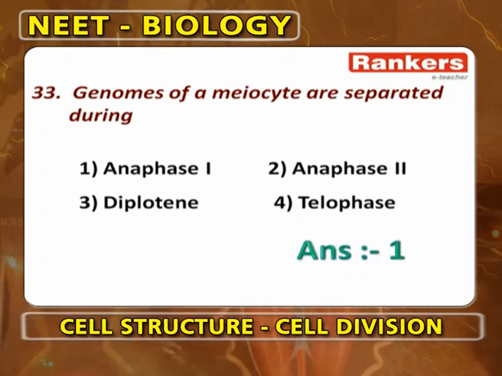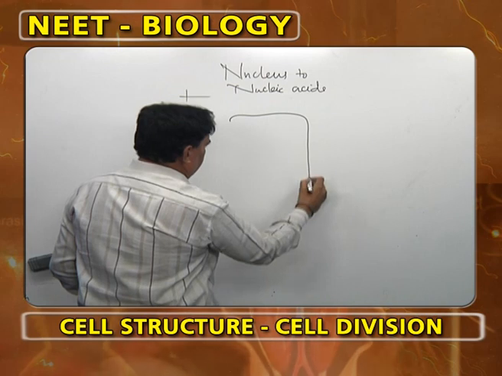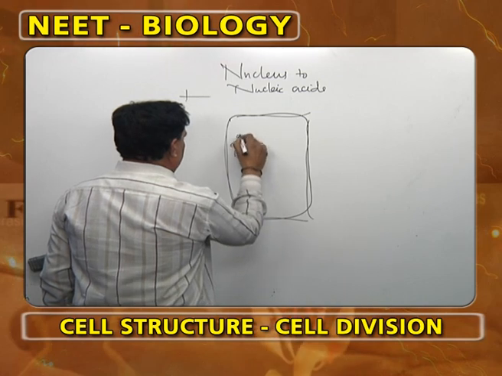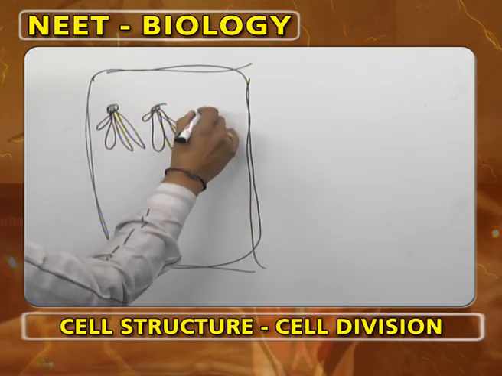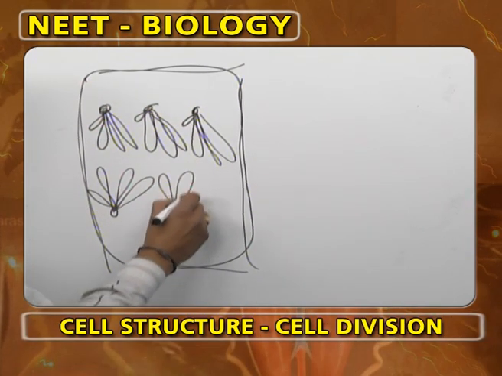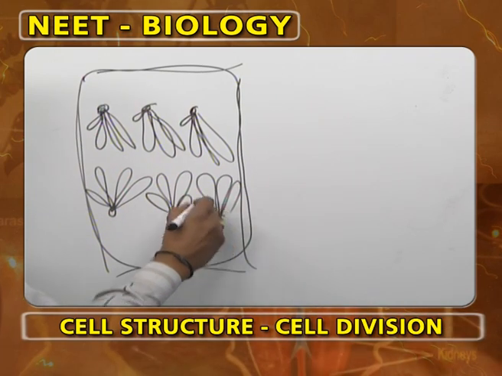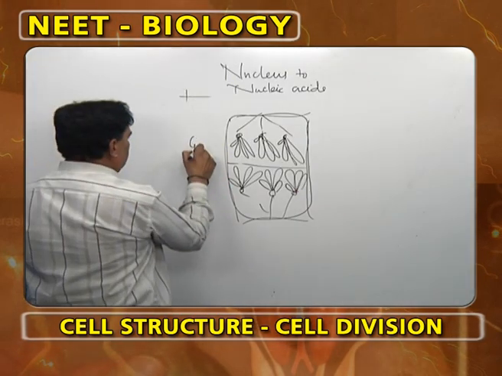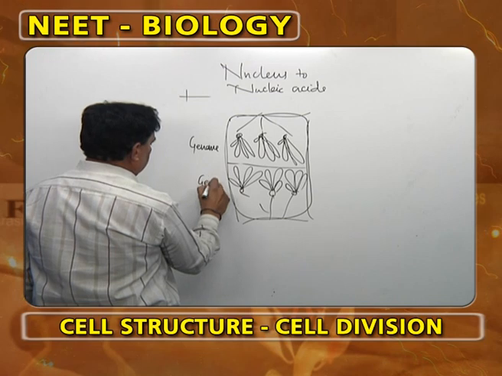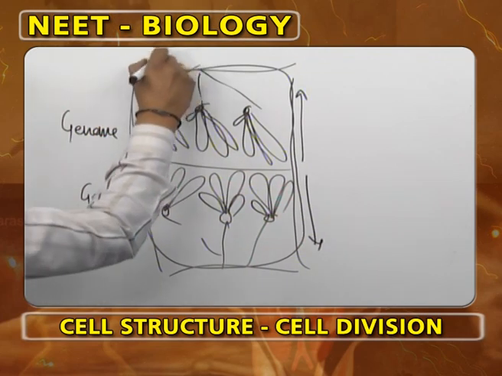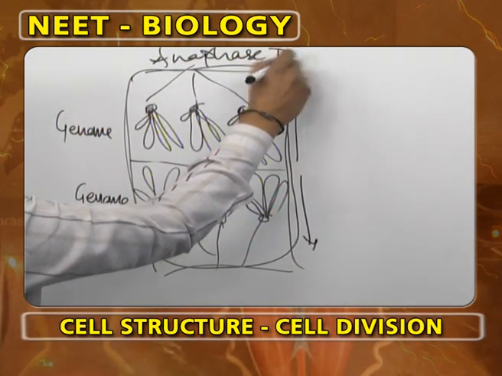Genomes of meiocytes are separated during which stage? A meiocyte is a diploid cell. Genomes get separated. If you see the diagram like this, the haploid set of chromosomes has 1 centromere, 2 chromatids and 4 arms, like this. Here this is a genome and this is a genome.